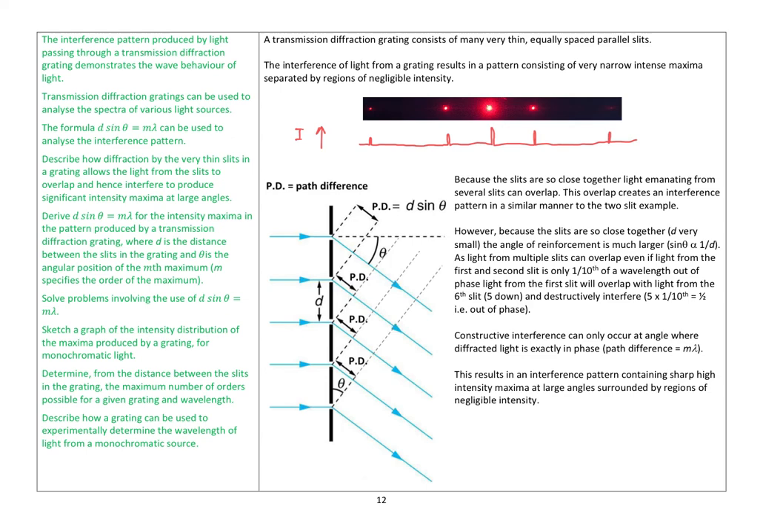So how have I written that? However, because the slits are so close together, d is very small, the angle of reinforcement is much larger. Sine theta is proportional to 1 on d.